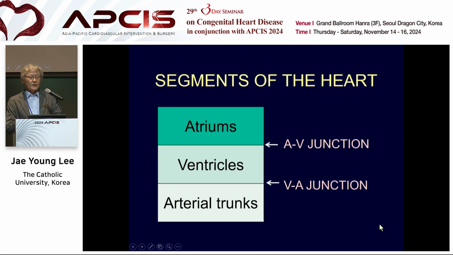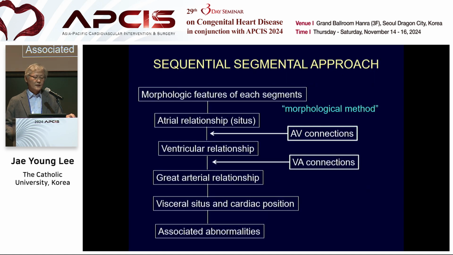So there are three segments of the heart: atrium, ventricle, and arterial trunks, and the AV junction and VA junction. Firstly, morphologic identification of each chamber and the relative relationship of the components in each chamber, then define AV connection and ventricular arterial connection, and describe visceral atrial situs and associated anomalies. This is the same step-by-step approach diagram.